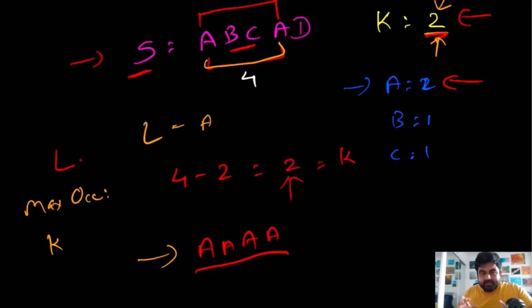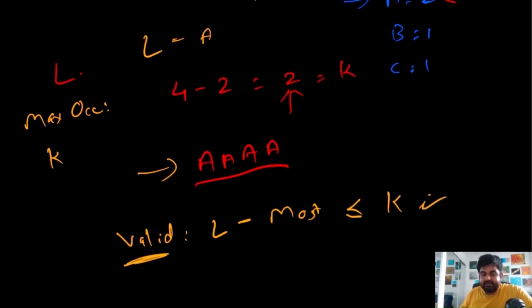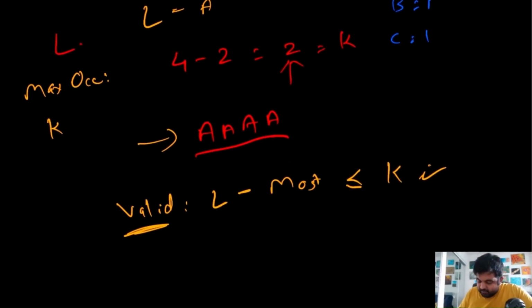Based on this concept, the formula we can create is that a valid substring is one where the length of the substring minus the most occurred character is less than or equal to the value of k. If this is true, then we can say this is a valid substring, and its length is also a candidate for the length of the longest substring containing the same repeated characters. Let's see it with an example.